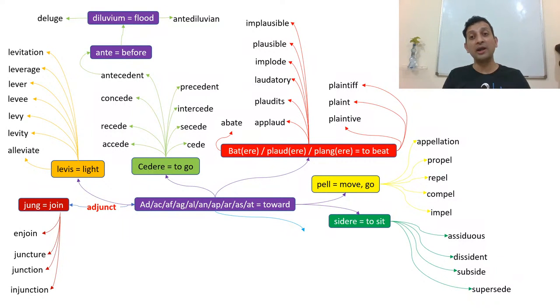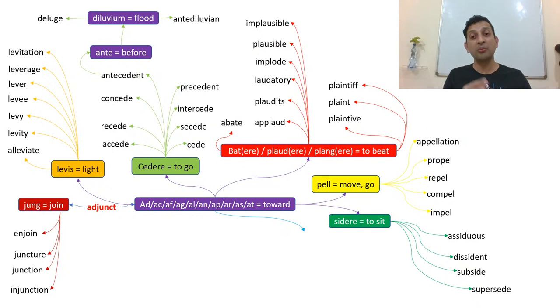Bat, plod, and plunge. Applaud, to beat your hands towards someone and praising them. Plaudits, approval or praise from people. He earned a lot of plaudits from the critics for his excellent acting in the movie. Laudatory: his act of selflessness is laudatory, worth praising.